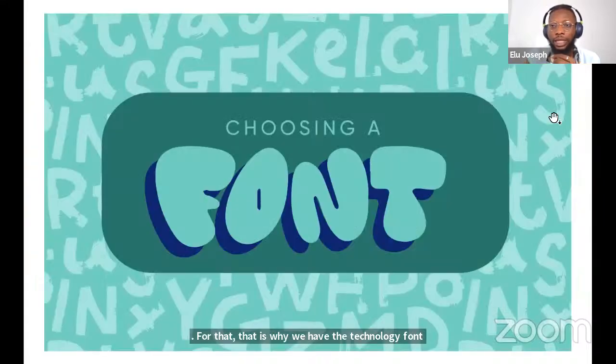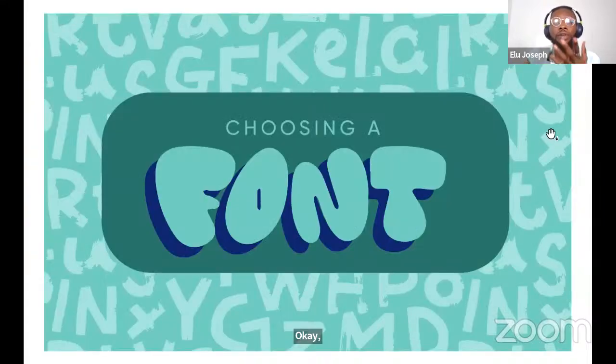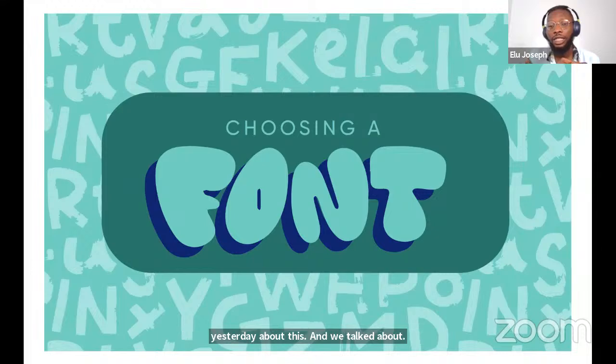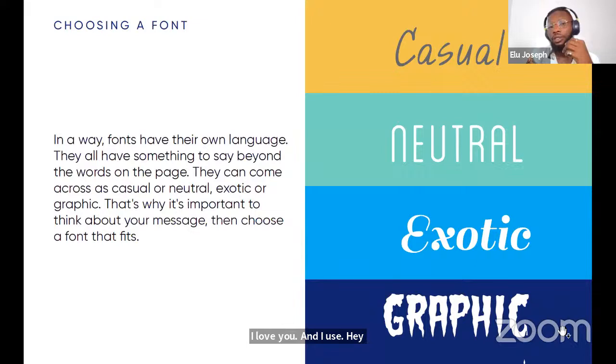Okay. Now, choosing a font. I think someone asked the question yesterday about this, and we talked about how choosing a font is so dependent on the language you want your design to communicate. And I mentioned the example of sending a love letter to my mom, where I wanted to tell my mom I love you, and I used a graphic font.